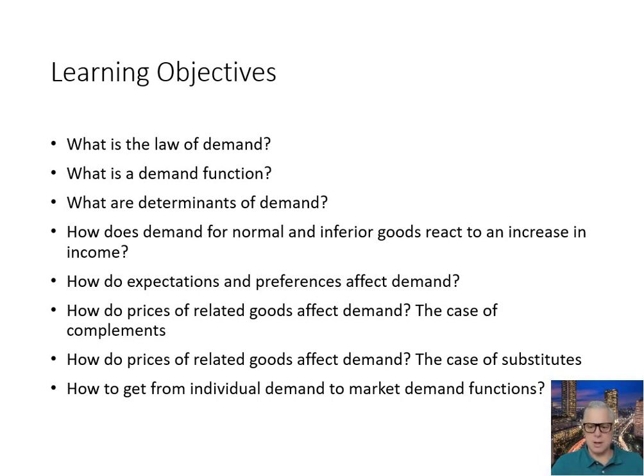First, we will talk about the law of demand. Then we will discuss what a demand function is. We will talk about determinants of demand. And then we will look into specific goods and specifically how a demand for a normal and an inferior good reacts to an increase in income. We will talk about expectations and preferences and how they affect demand.